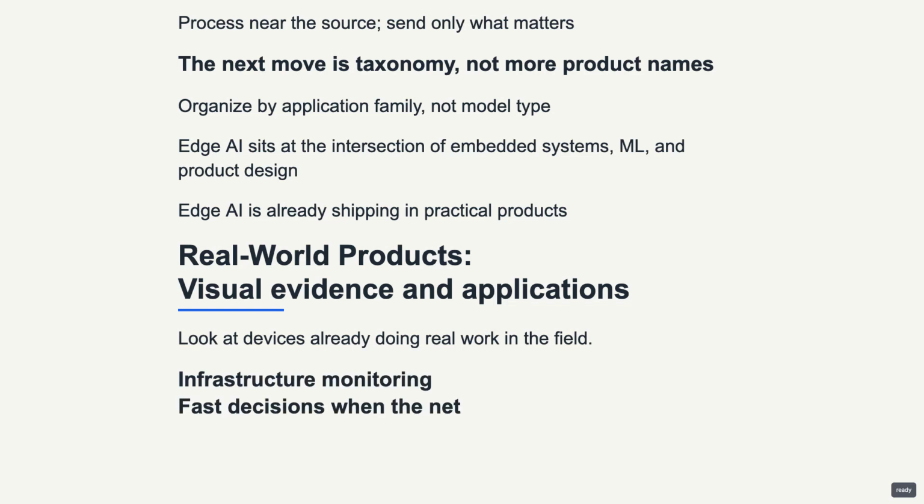Infrastructure monitoring shows why speed and resilience matter more than perfect connectivity. When the network itself is unreliable, the device has to make the first judgment on site and only ask the cloud for help when the situation really needs it.